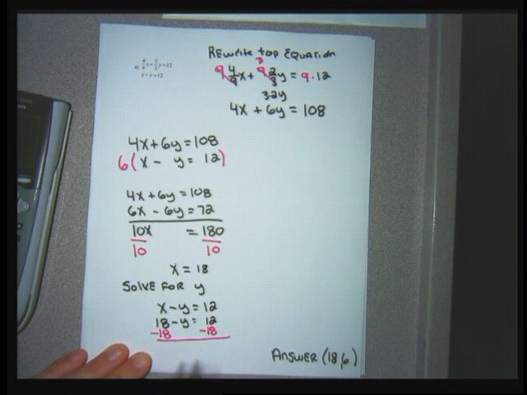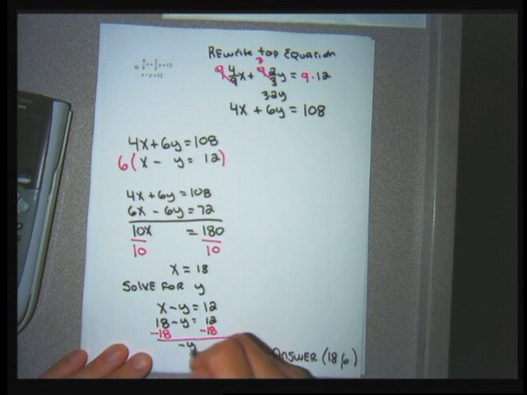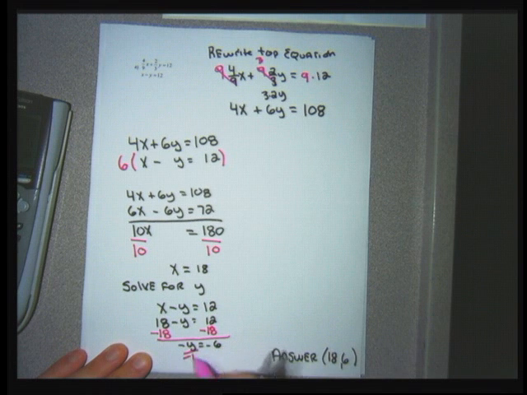If I do this, I replace the x with 18, subtract 18 from both sides, and I get minus y is minus 6, and then I can divide both sides by a minus 1. The two minuses will turn to a positive. I'll get y equal to positive 6, just like I wanted to get.